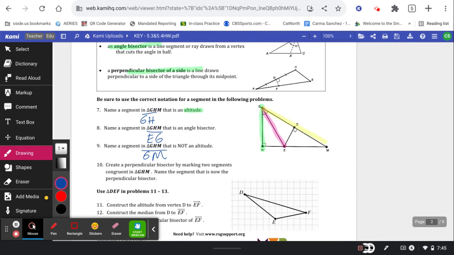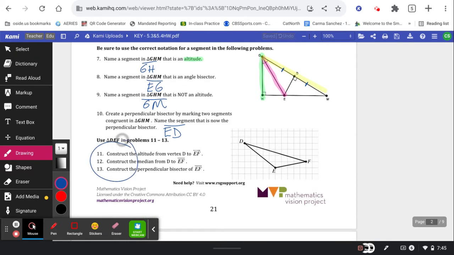Name the segment that is now a perpendicular bisector of GHM. Okay, so I think this right here, there's the 2 segments that are congruent, and the perpendicular bisector is this guy right here. So name the segment that is now a perpendicular bisector: ED. Okay.